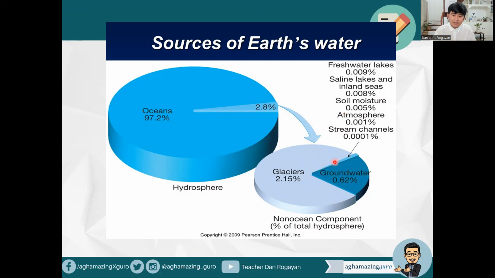And of course, some are frozen or glaciers. That's why this is actually part of our cryosphere, the sphere of the Earth which is frozen. So pag tinanong sa board exam, how do you call the sphere of the Earth which is frozen? That is cryosphere. Okay? The water portion of the Earth, that is hydrosphere.